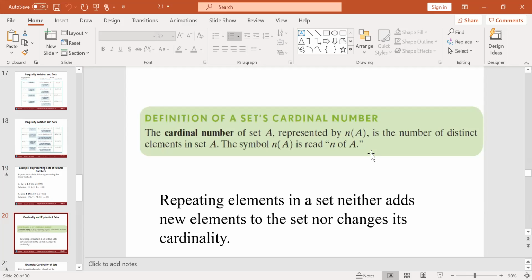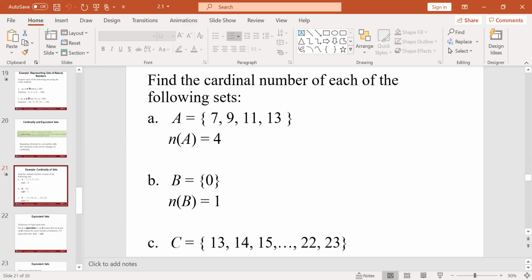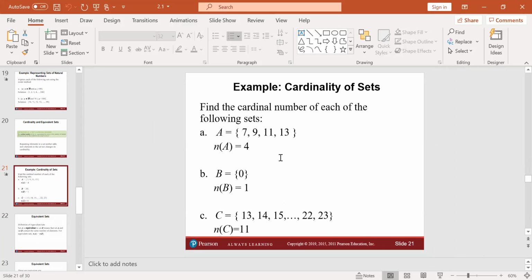That's way later. So for the cardinal number, they use this symbol, N of A. They say the number of things in A. That's just a shorthand way of saying we're talking about the cardinal number of things in A. So don't let the cardinal number, the idea of it, throw you off.